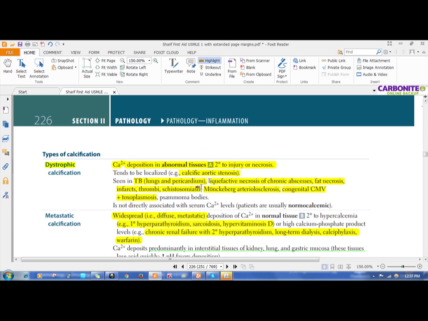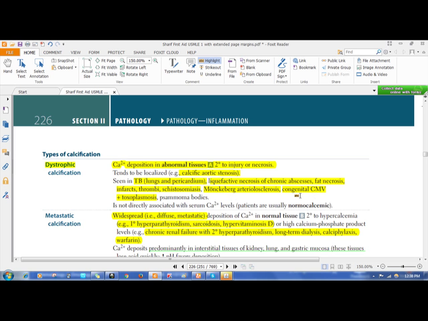And then you can also get calcification in schistosomiasis. Remember that schistosomiasis can occur in the bladder. It can cause cystitis, and after a long chronic cystitis due to schistosomiasis, this can lead to calcification in the bladder wall. And another common example is Monckeberg arterial sclerosis. This is also known as Monckeberg medial calcific sclerosis. This is a damage of the arteriolar wall leading to calcification.